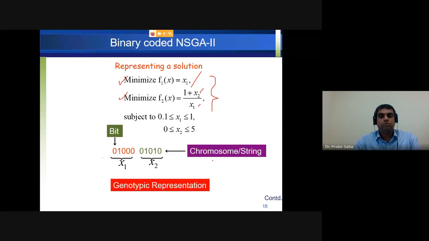So we call it a chromosome or string. This is a genotypic representation of a solution. So x1, x2 are no more; x1 is going into the bits, x2 is going into the bits. You can increase these bits, there is no restriction, but you will sometimes increase the computational time. That's it.